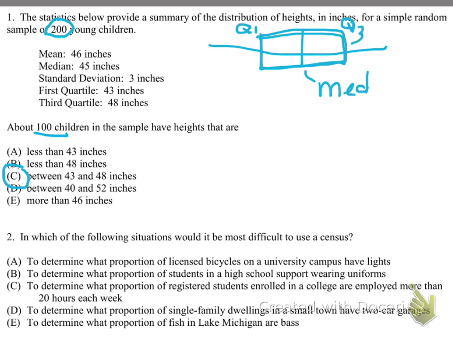Okay, which of the following would be most difficult to use a census for? Now remember, a census is when we get everybody. Now take a minute to look these over. It would be easy to determine the number of bicycles. I mean, it would be some effort, but do you see that E, determine the amount of fish that are bass in Lake Michigan? We would have to drain it. Okay, and that's not going to happen. So the second one is E.